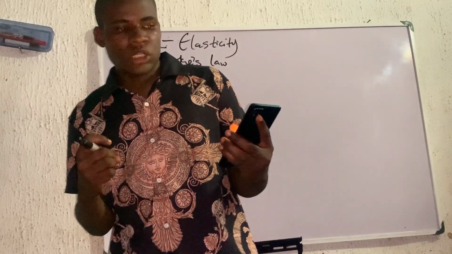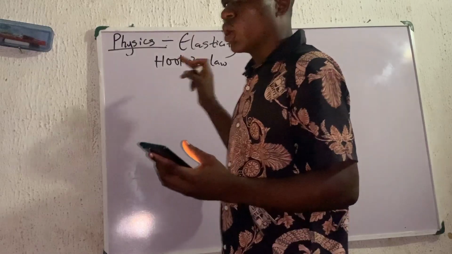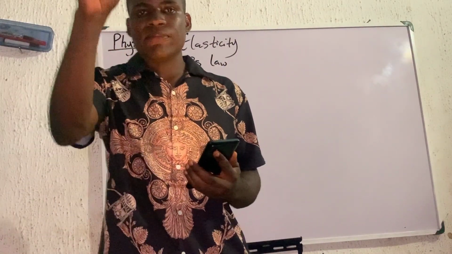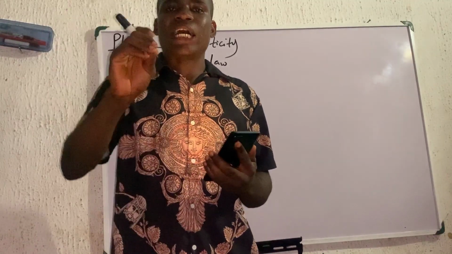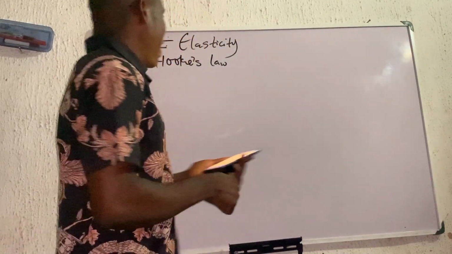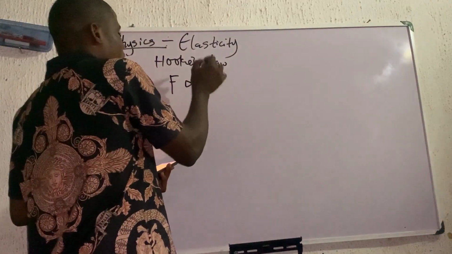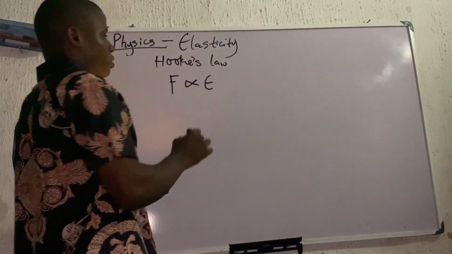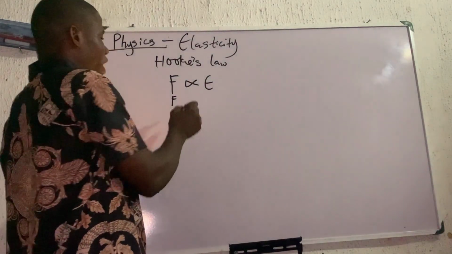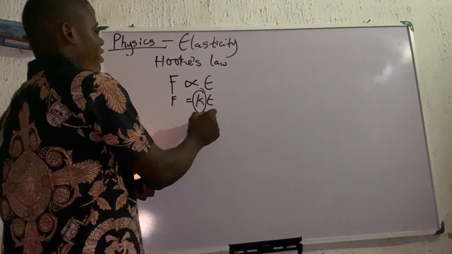Does it make sense? So under elasticity, we have what we call Hooke's law. Now, this Hooke's law says that the force applied to an elastic material is directly proportional to the extension produced. I hope it makes sense. Now, I have the force which I apply to an elastic material, and it is directly proportional to the extension produced. So I have force. If I remove this variation sign, I'll have F equals K E, where this K is seen as the force constant.